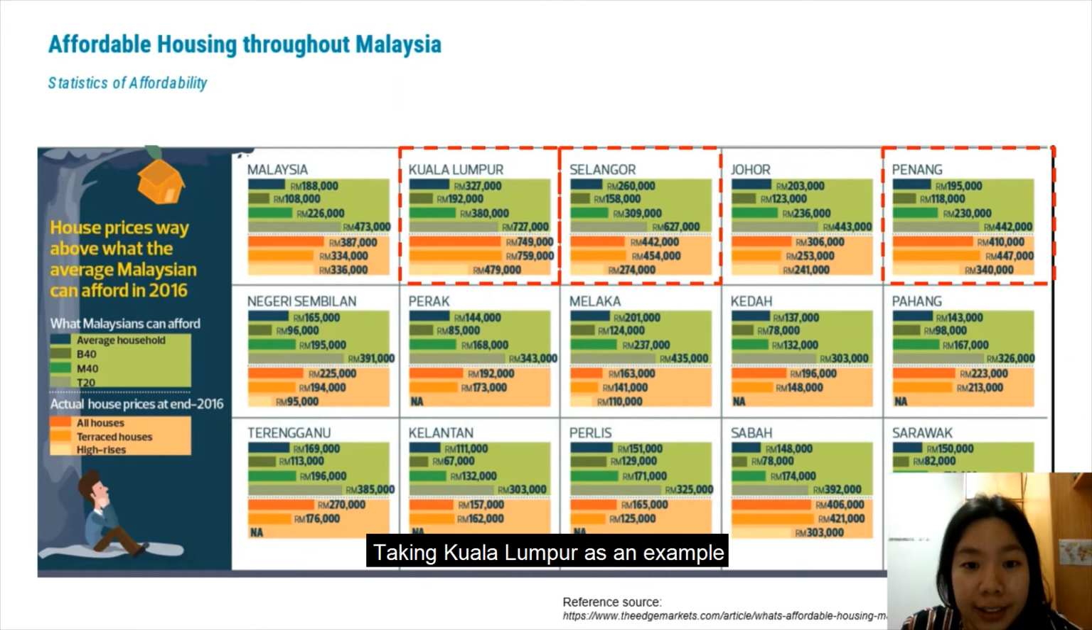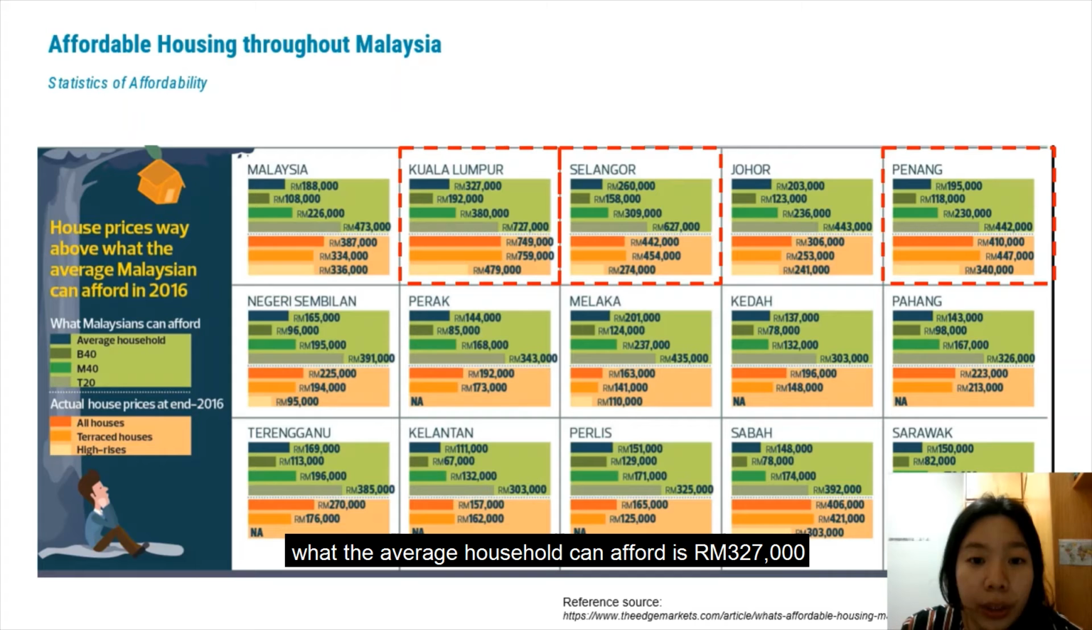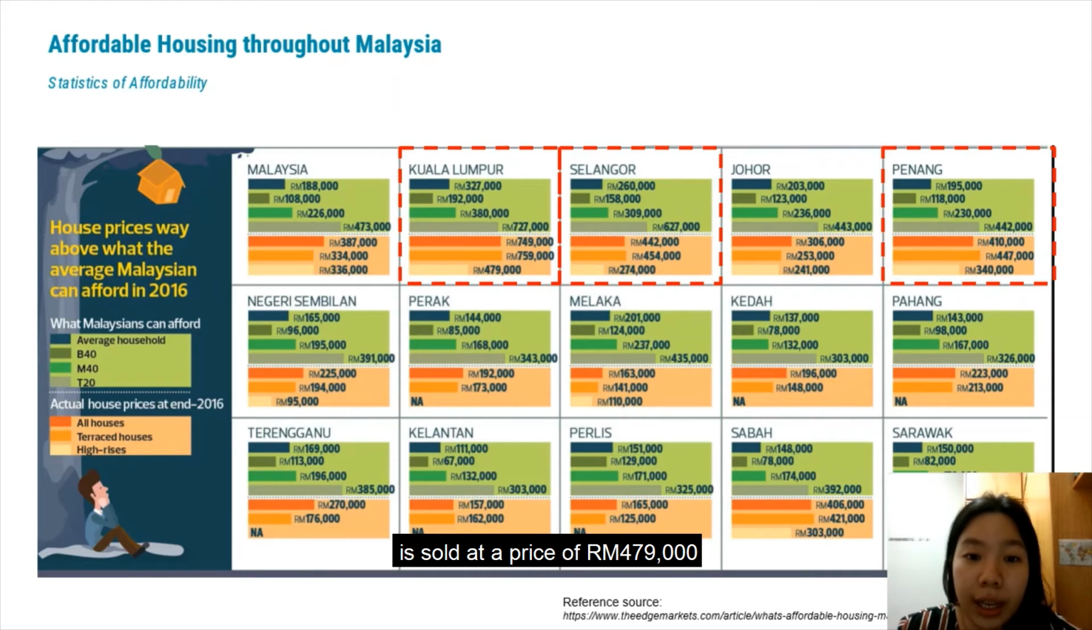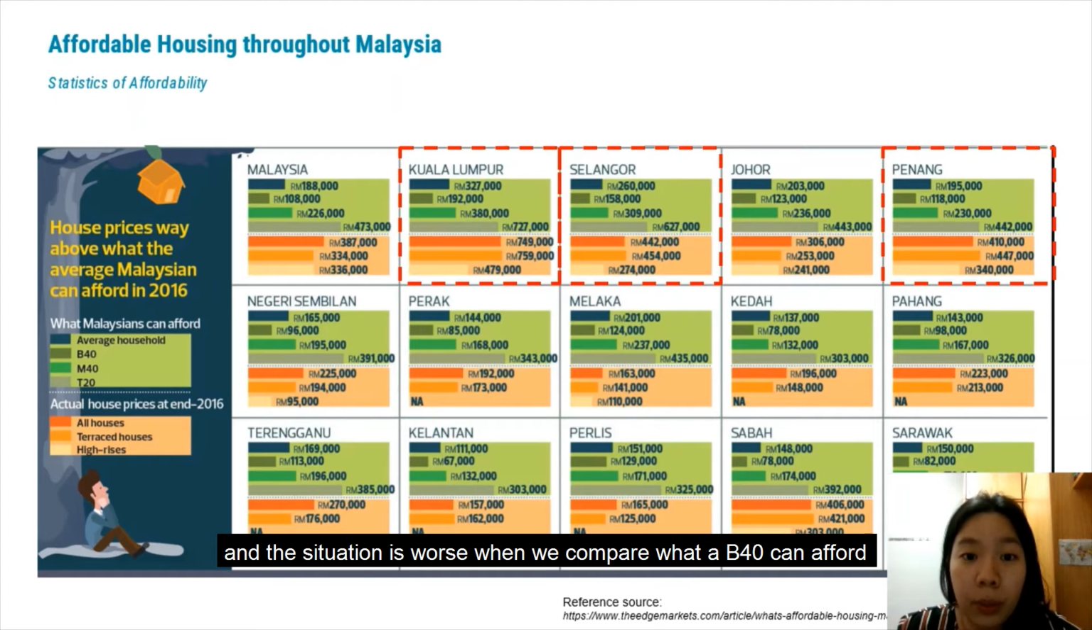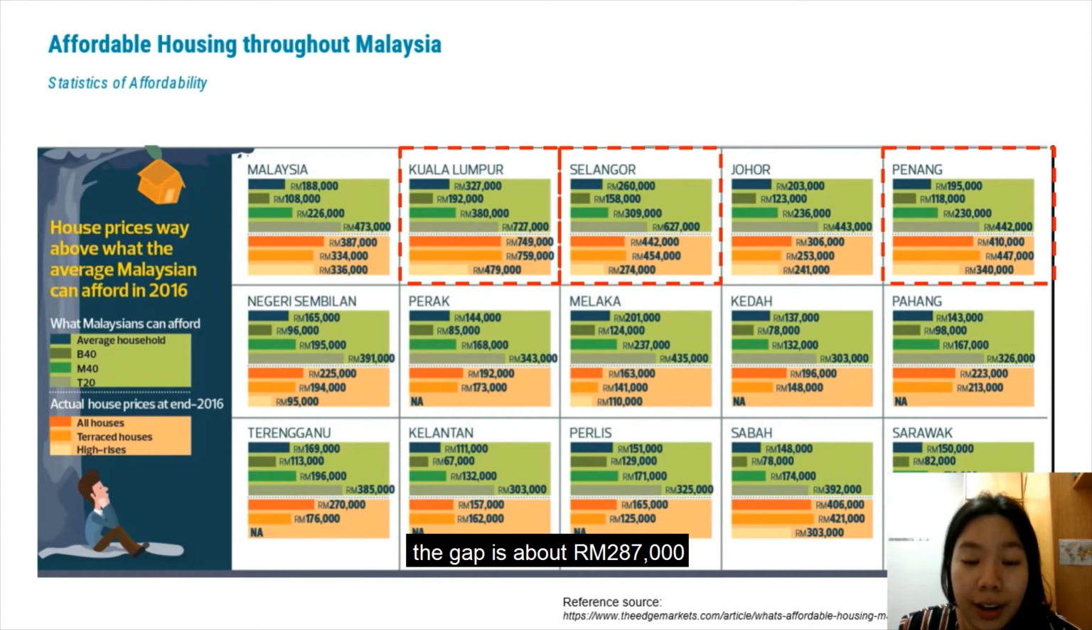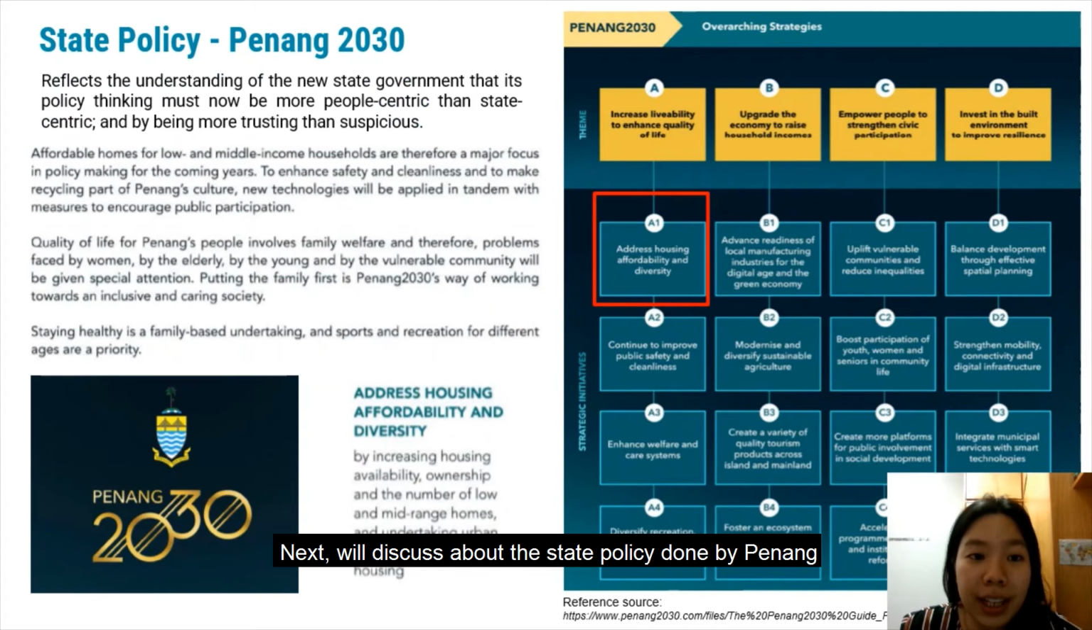Take Kuala Lumpur as an example. What the average household can afford is 337,000 ringgit Malaysia, while the lowest of all prices, which is the high rise, is sold at 479,000 ringgit Malaysia, which is a gap of 152,000 ringgit Malaysia. And the situation is worse when we compare what the B40 can afford towards the lowest price of all, which is the high rise. The gap is about 287,000 ringgit Malaysia.